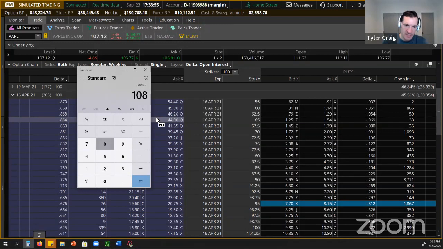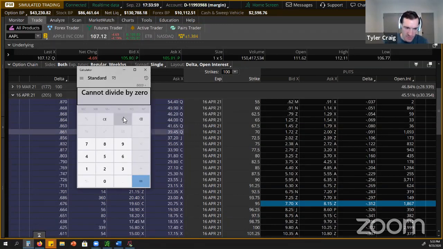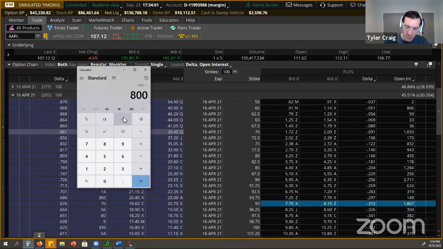$800 divided by your 1085. Oops, too many zeros. 800 over 10,850. No, 105.85. About 7.5% would be the cost of the insurance out to April. So it's not free. There's a cost associated with it, to be sure.